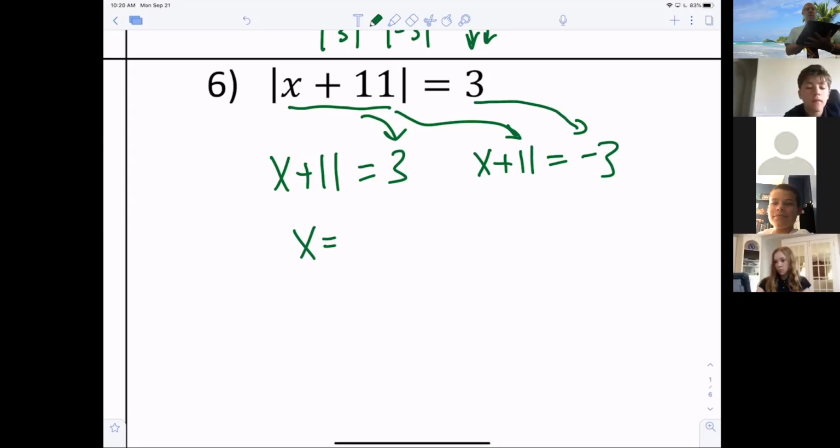Minus 14. 3 minus 11, guys. Oh, sorry, I was looking at the other 3 one. 3 minus 11 is what? 3 minus 11 is minus 8. Someone help me with a calculator. Minus 8. Or negative 3 minus 11, which is now what? Minus 14. Thank you, guys.